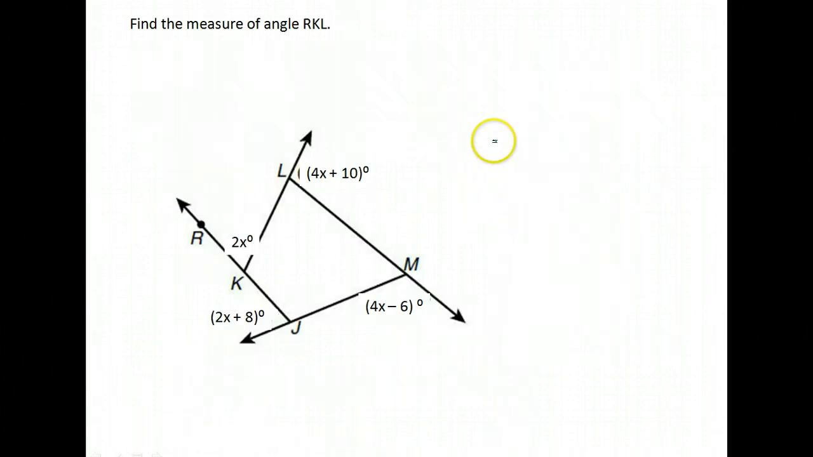Okay, here's another question. It wants me to find the measure of angle RKL. Well, where is RKL? It's the measure going from R down to K and then out to L. So it's this measure, this angle that's labeled 2x. I can't put 2x as my answer. So the first thing I have to do is find some equation that I can use so that I can solve for x, then substitute that back in to find the actual measure of angle RKL.